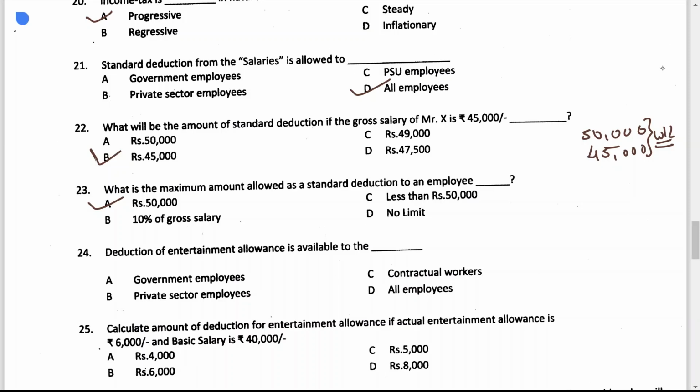Deduction of entertainment allowance is available to the dash. It is available only to the government employee. Other than government employee, no one will get the deduction of entertainment allowance.